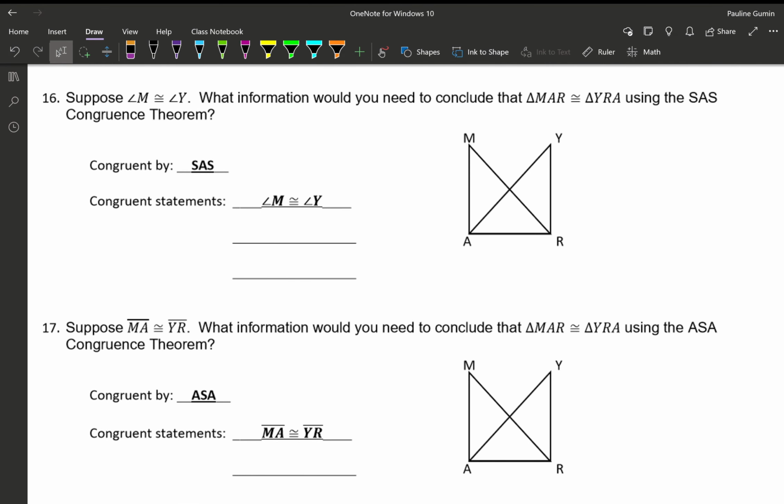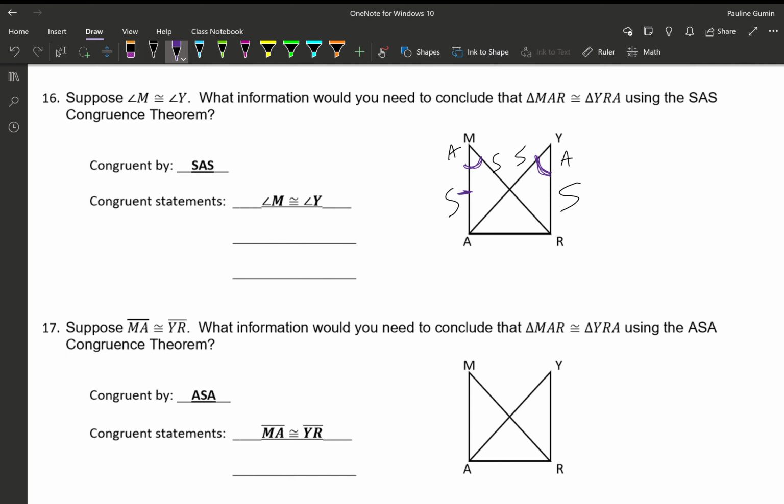Onwards we go. Number 16. Suppose angle M is congruent to angle Y. What information would we need to conclude that these two triangles are congruent using side, angle, side? Okay, well, they gave us the angle. Let's mark it. Angle M and angle Y. All right, so that's the angle. I want 2 sides surrounding it, which means I need this side and then this diagonal side.